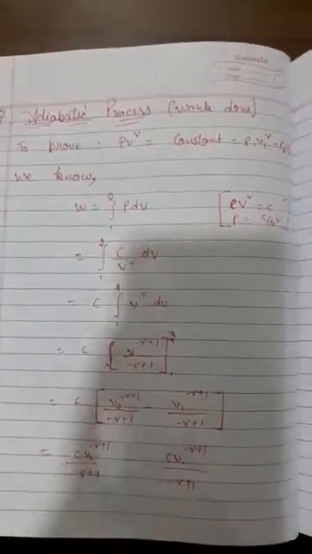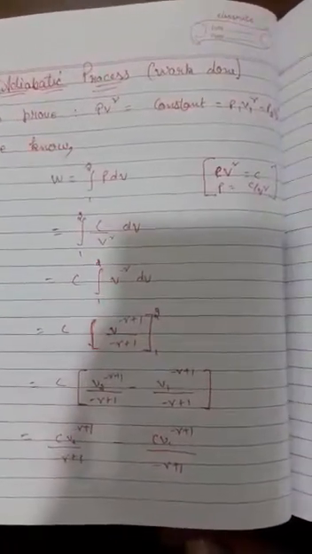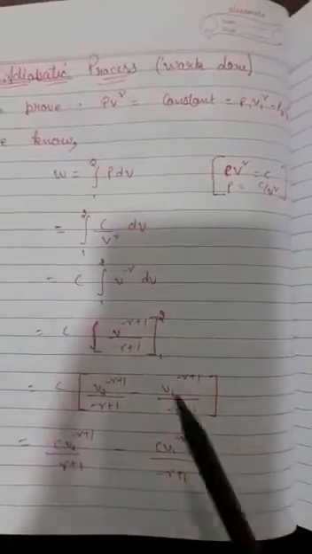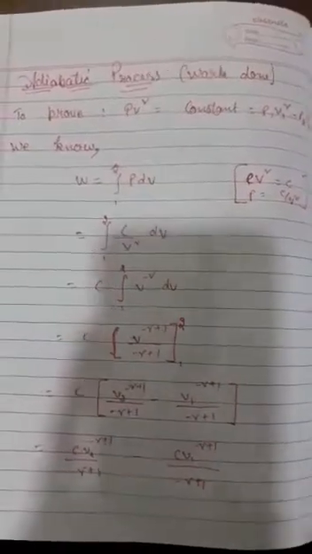Good morning students. So next we are going to discuss the work done in the adiabatic process. The definitions and the basic concept of this process we have discussed already in the previous video. Now we will derive the expression for the work done in adiabatic process.